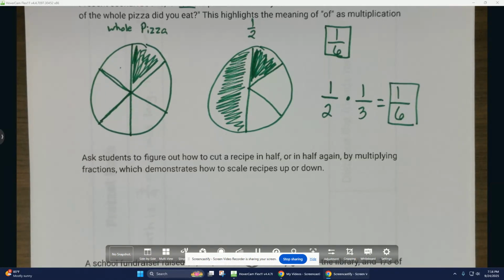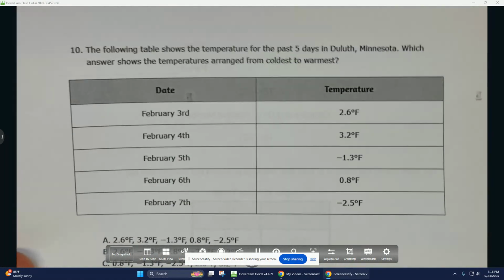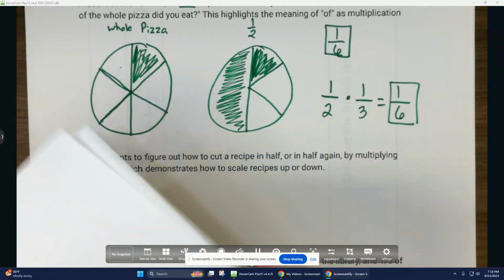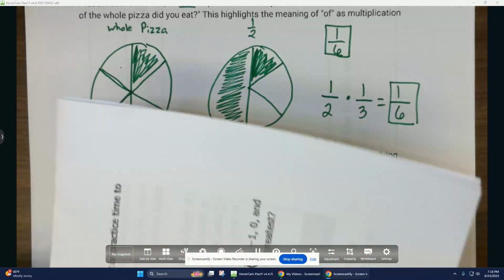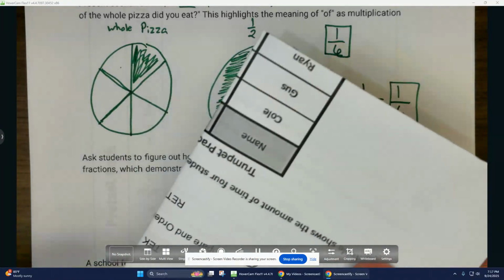All right. Ask students to figure out how to cut a recipe in half or in half again. Well, I'm going to change this one up. I'm going to take a piece of paper. Y'all don't need to do this. So here's an old piece of paper I have. I'm going to fold it in half. That means I have 2 sections, right? Now that it's folded in half, I'm going to fold it in half again. So I did a half fold and a half fold.